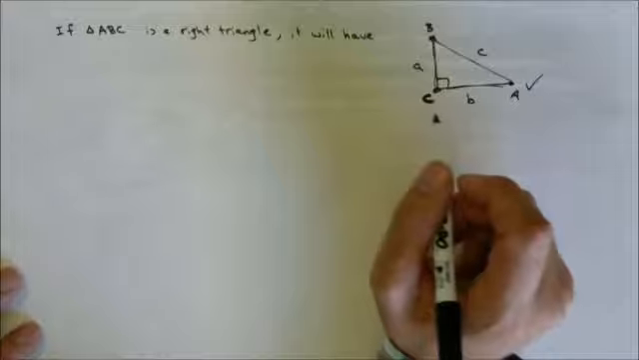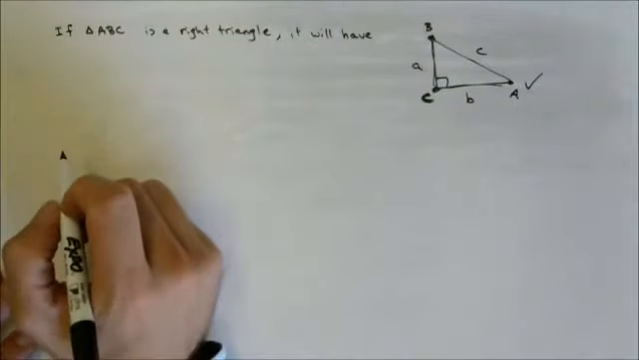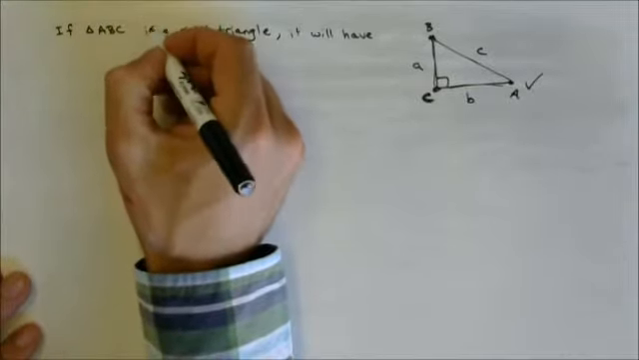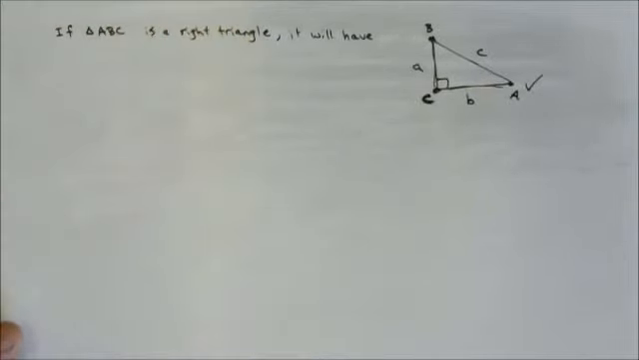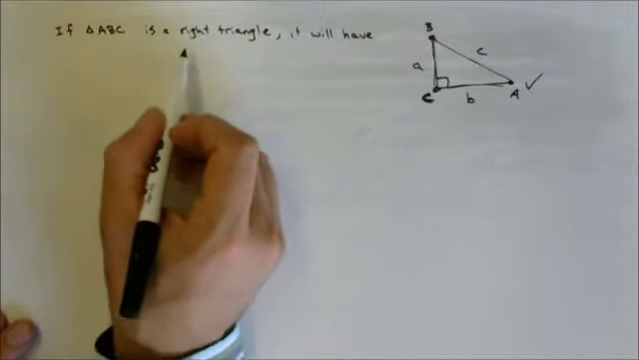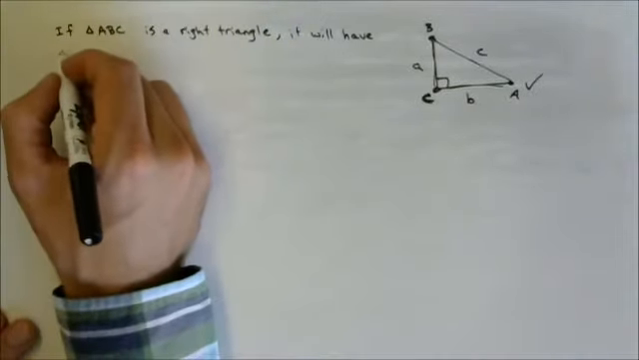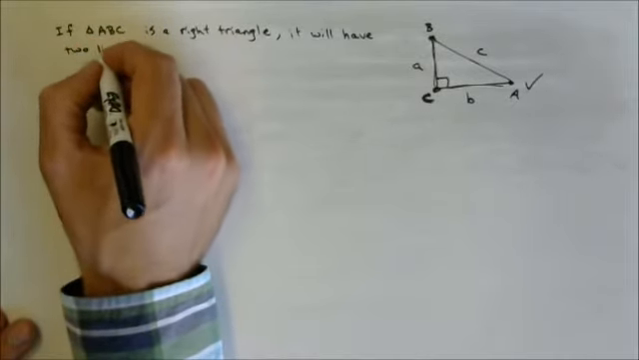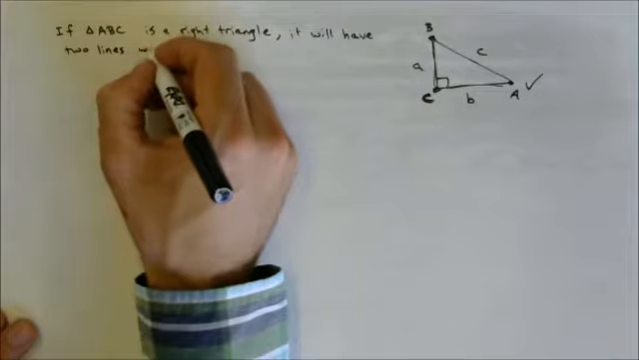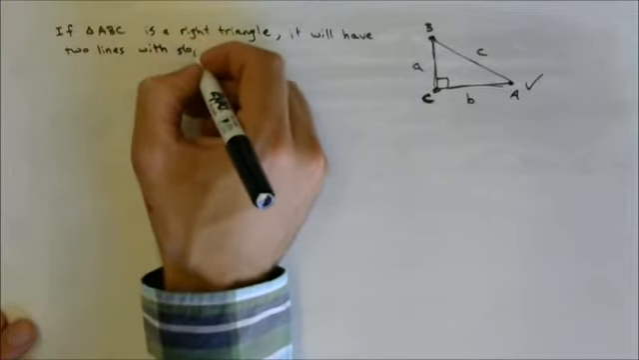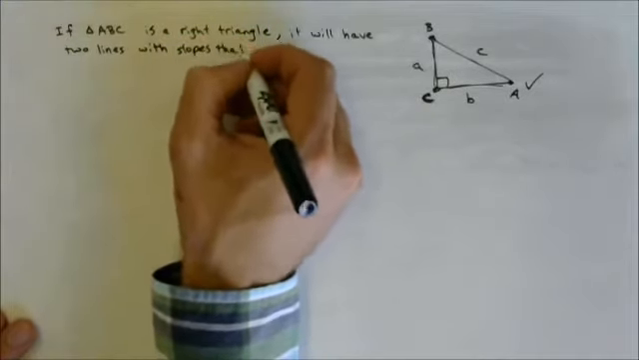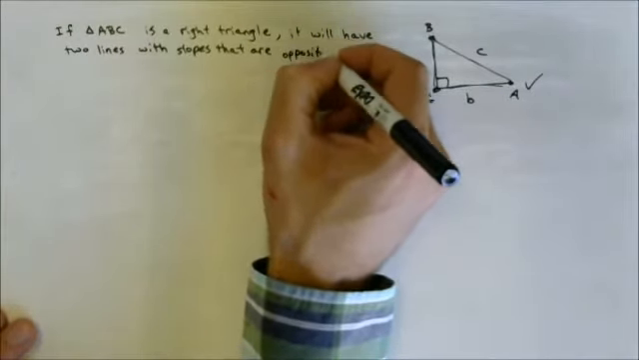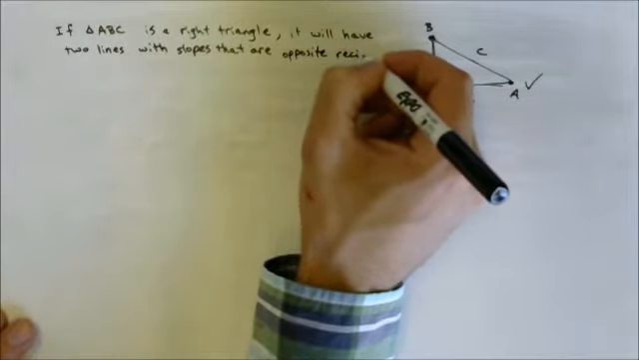How do you know? It could possibly be. Okay, so here we go. Please write this down. Have the little square. If they're not going to tell you that it is a right triangle, you're going to determine whether or not it is. If triangle ABC is a right triangle, it will have two lines with slopes that are opposite reciprocals.